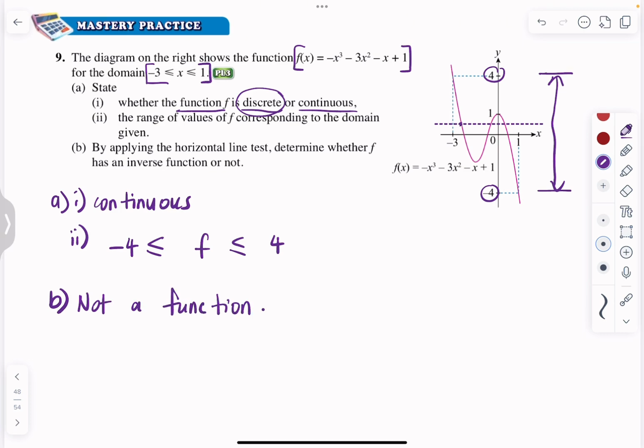They didn't ask for the reason, but if they did, you can say each object has more than one image.